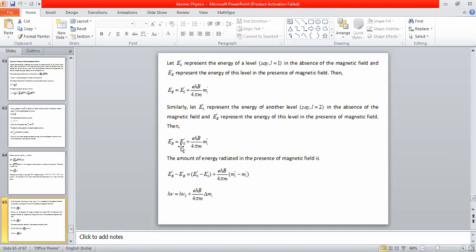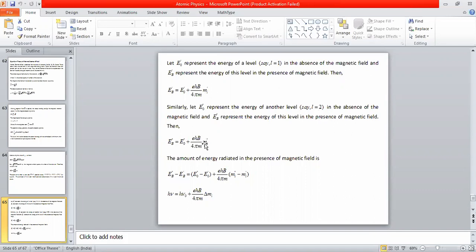So the energy of the L is equal to 2 state after the application of the magnetic field, EB double dash, is equal to E naught double dash plus the same change in energy, EHB divided by 4πm. Here in L is equal to 2 the ml is different, and in L is equal to 1 the ml is different. In the L is equal to 1 case I used ml dash, and for the L is equal to 2 case I have used ml double dash.